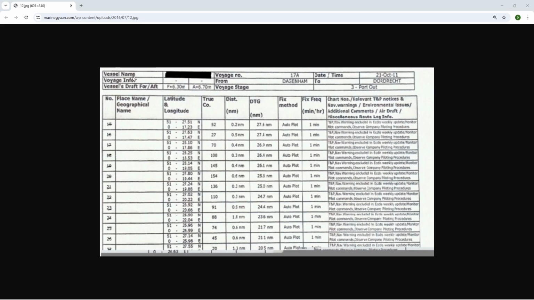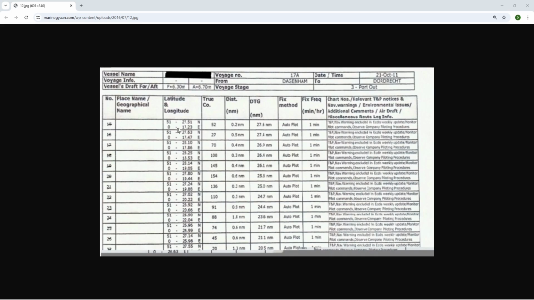So in this cover sheet, you have the vessel name on the top, the voyage information, then the vessel draft forward and aft, then the voyage number, from where to where, what is your departure port, what is your arrival port, right? Then voyage stage, maybe something to do with the passage, and we don't know what that means. The date is also there.